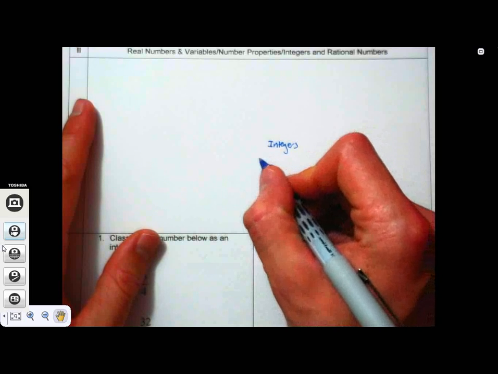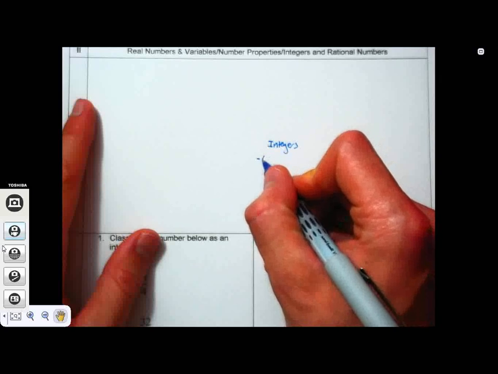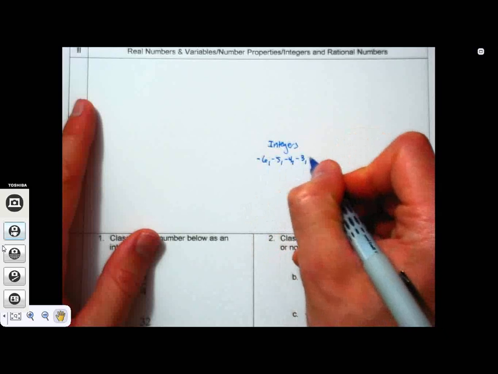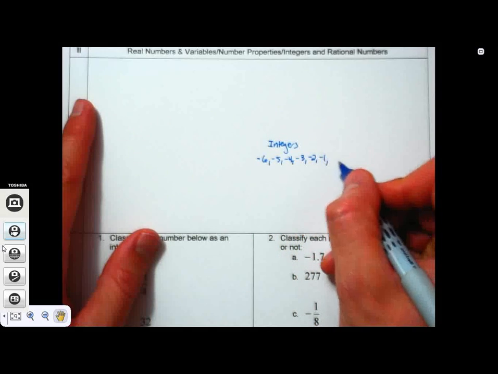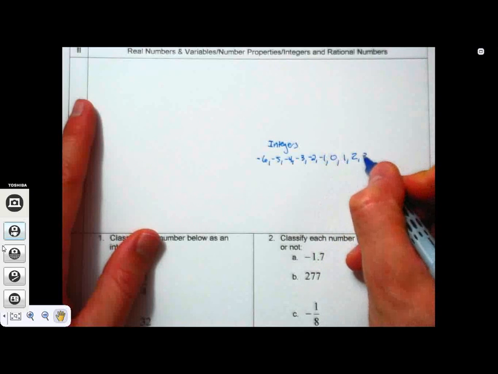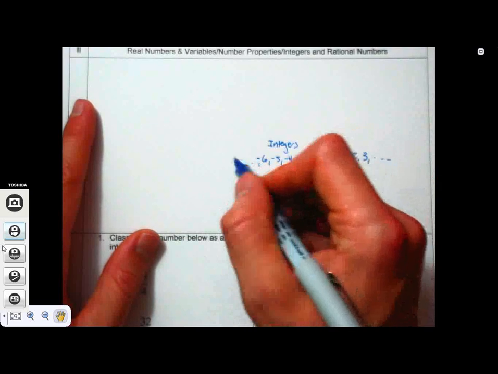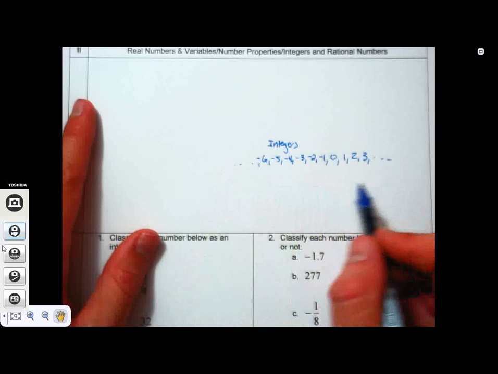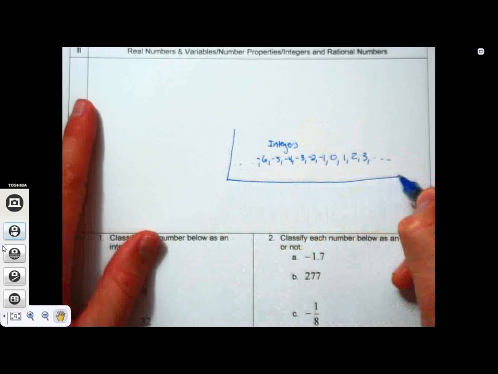So negative 6, negative 5, negative 4, negative 3, negative 2, negative 1. Also, besides the negative and positive whole numbers, 0 is also included. So 1, 2, 3, and so on. And so the integers go indefinitely in both directions. So that's the first set that you need to be aware of.